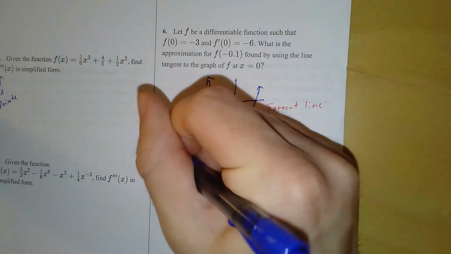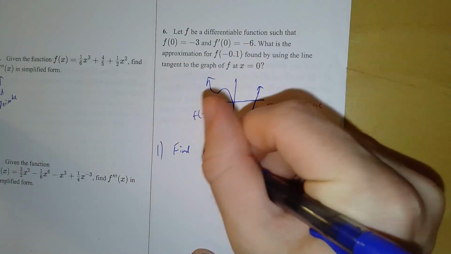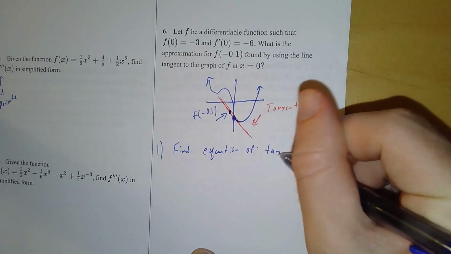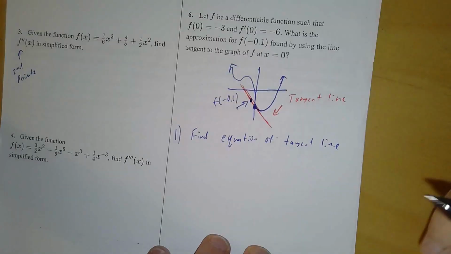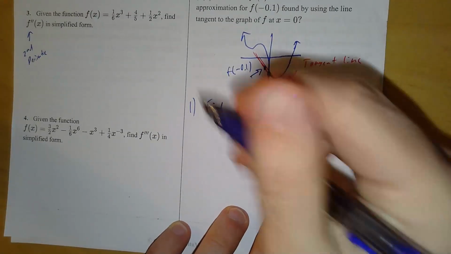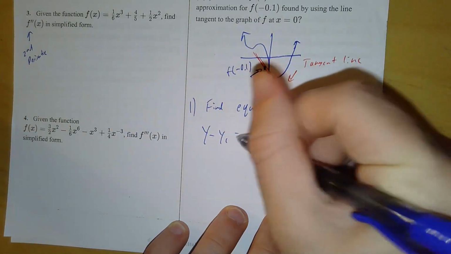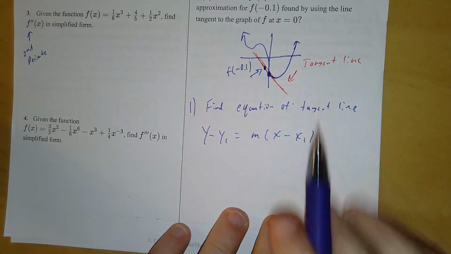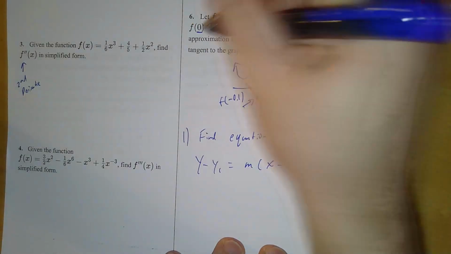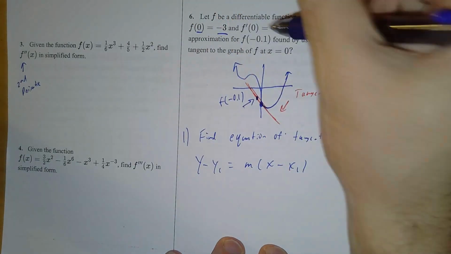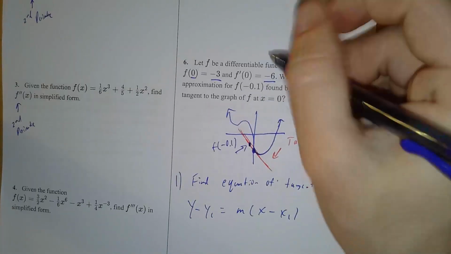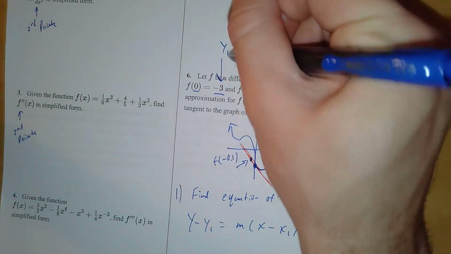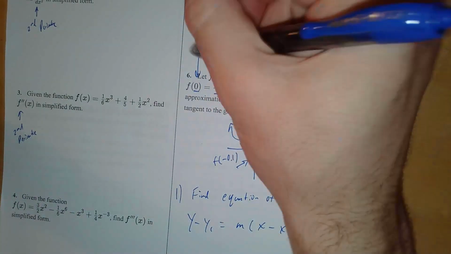First, find the equation of the tangent line. That's it, which you know how to do. This is all over the AP test. I hope you guys remember. y minus y1 equals m times x minus x1, and you just plug it in, and everything you need is here, right? That 0, that's my x1. That negative 3, that's my y1. That negative 6 is my m. Should I label those? Okay. This is the m. This is the y1. This is the x1.